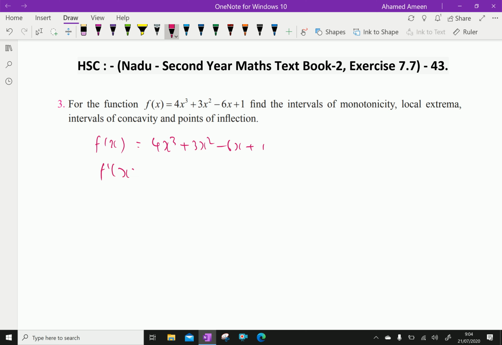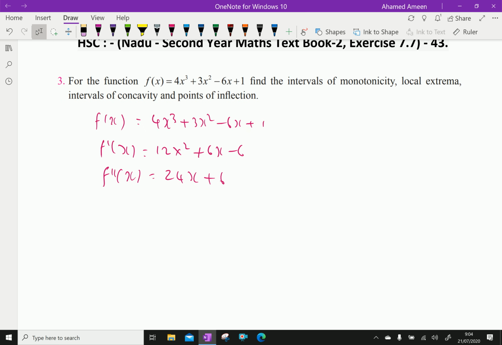f dash of x, the derivative of 4x cubed, is 12x squared plus 6x minus 6. Now f double dash of x, the double derivative, is equal to 24x plus 6.